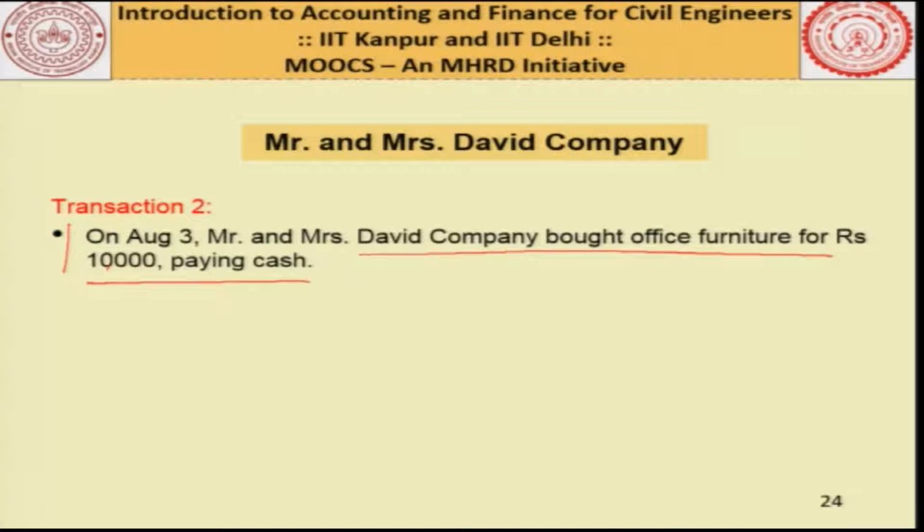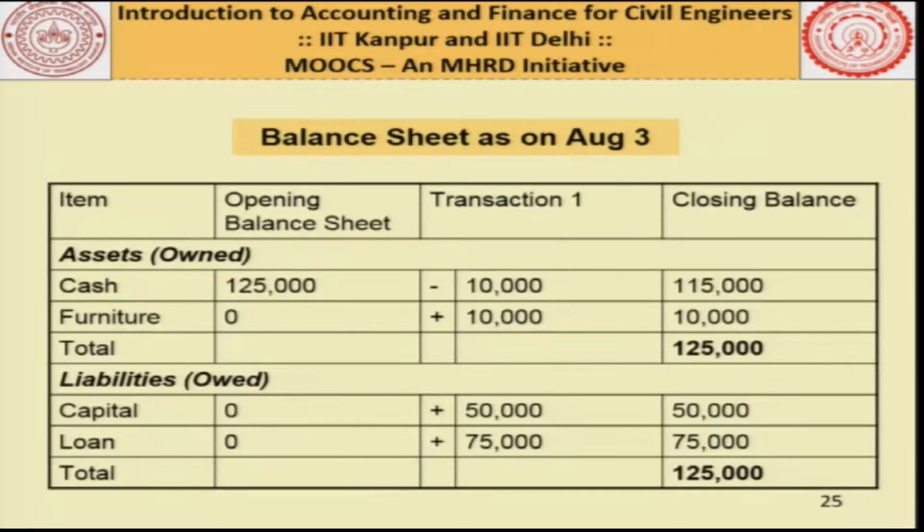Now, cash will get reduced by 10,000. There won't be any change in the liability. So, if you look at the balance sheet as on August 3rd, it would be like this. Cash 125,000 minus 10,000 comes to 115,000. Furniture, there was 0 stock earlier, you added 10,000. So, you can see you still have 125,000 and there is no change in the liability side.